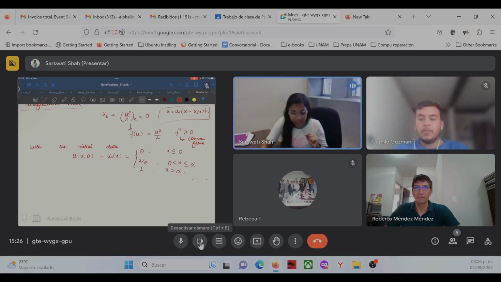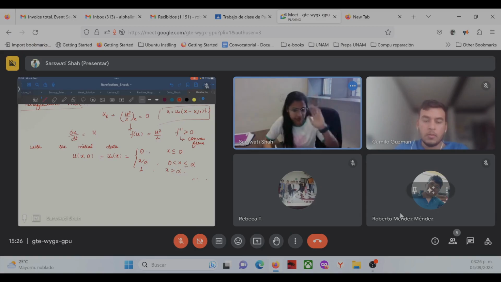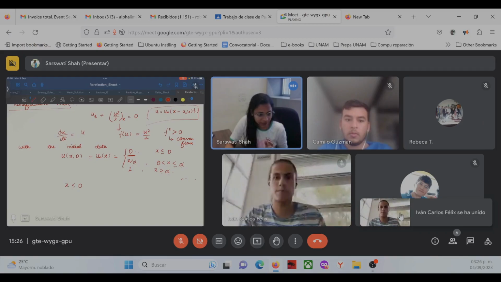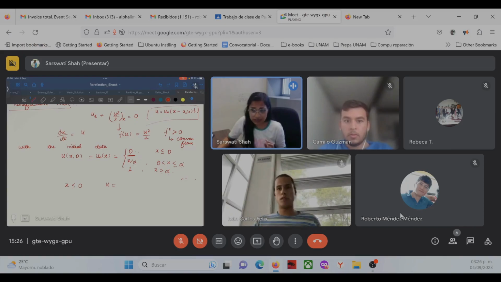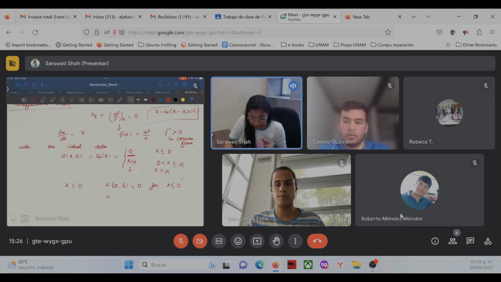So we know that the initial data will be carried along the characteristic dx over dt equals u. So when x is less than 0, what is the initial data? 0. So what will be the solution? u(x,t) equals 0 for x less than or equal to 0. In the same way, since this is constant, u naught of x will be 1, so that is going to be the solution: 1 for x greater than alpha. Is it clear?